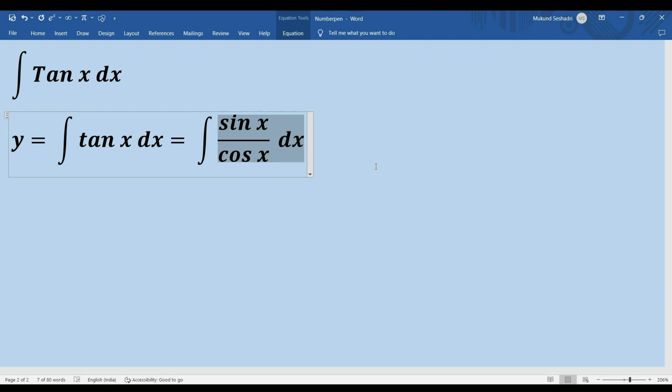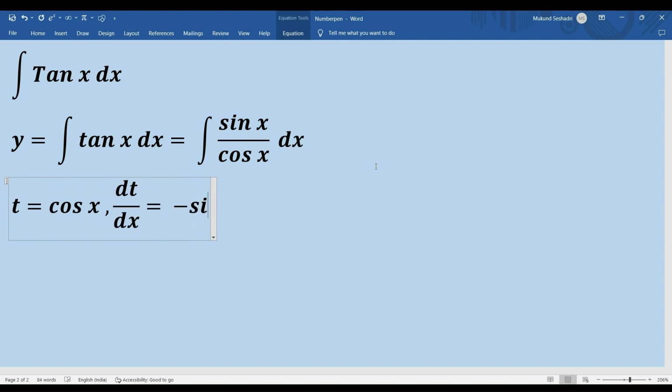Now when I notice this, I realize that I have a cos x in the denominator and I have a sin x in the numerator, right? So is there a way we can connect both? The answer is yes. So I'm going to do the substitution right now. It's a very simple substitution. So t equals cos x, which means my dt by dx equals minus of sine x, which means my sine x dx becomes equal to minus dt, right?